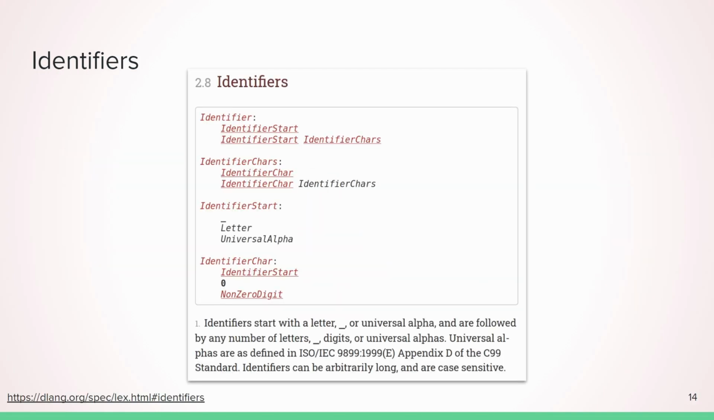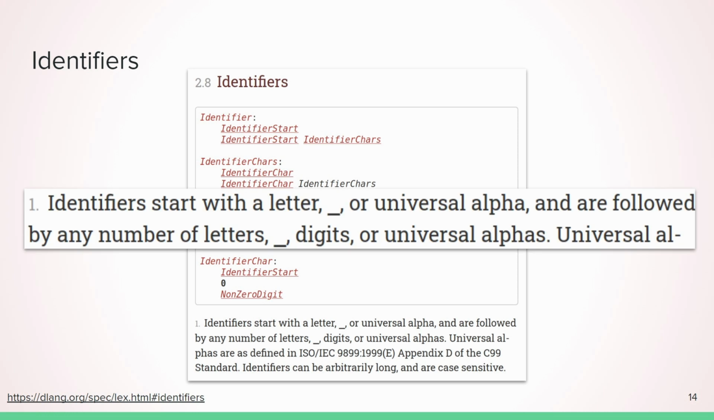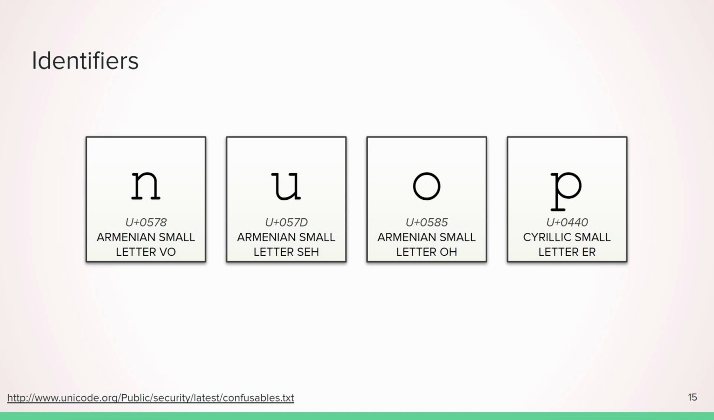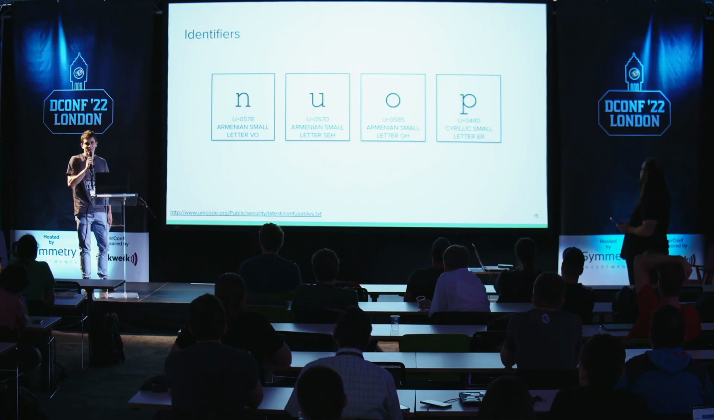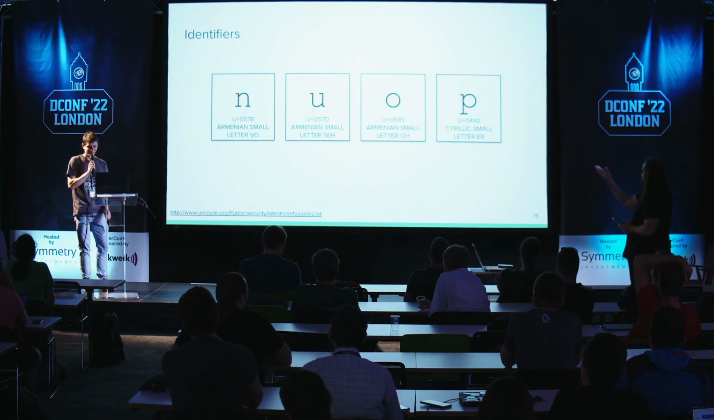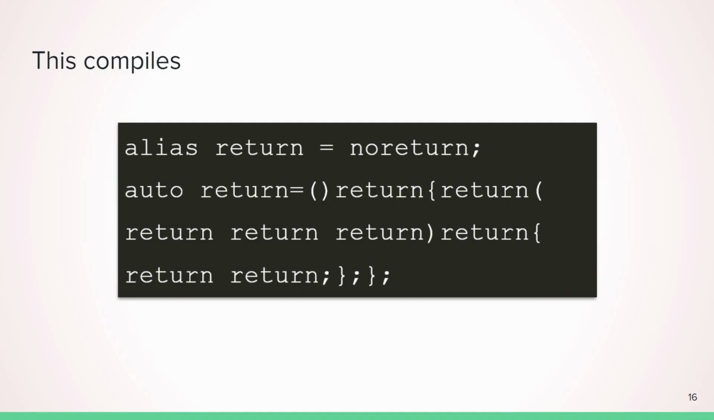But identifiers in D allow universal alphas, and Unicode has this nice list of confusables where letters from other alphabets look very similar to Latin letters. Do you know where I'm going with this? This compiles. Thank you.